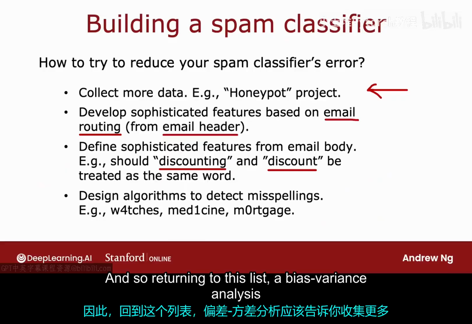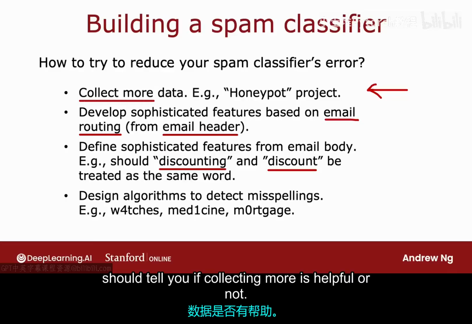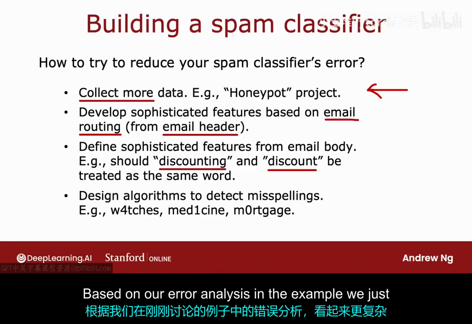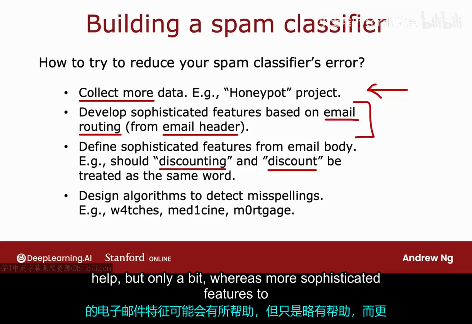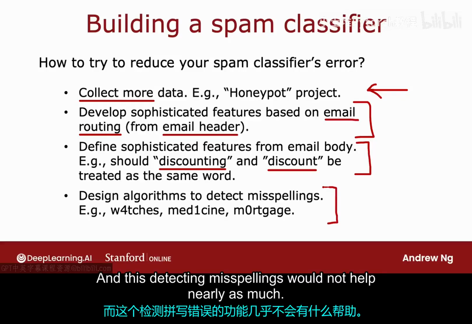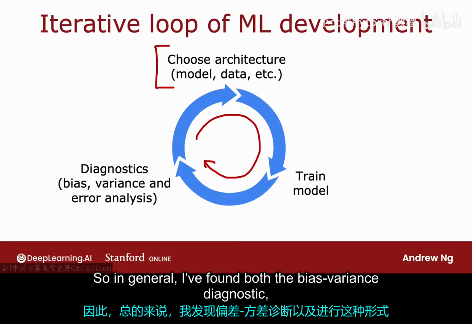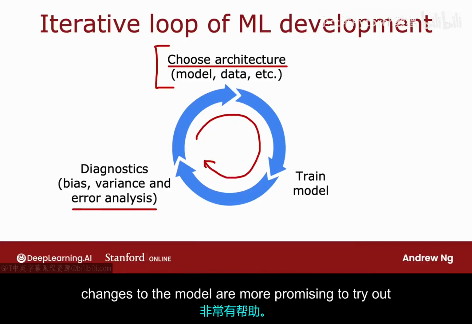And so returning to this list, a bias variance analysis should tell you if collecting more data is helpful or not. Based on our error analysis in the example we just went through, it looks like more sophisticated email features could help, but only a bit, whereas more sophisticated features to detect pharma spam or phishing emails could help a lot, and detecting misspellings would not help nearly as much. So in general, I've found both the bias variance diagnostic as well as carrying out this form of error analysis to be really helpful to screening or to deciding which changes to the model are more promising to try out next.